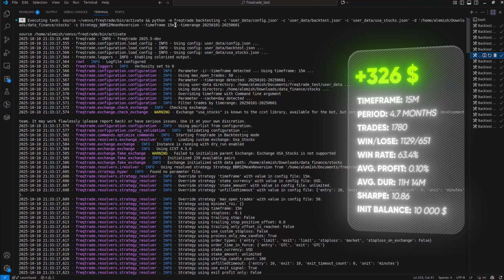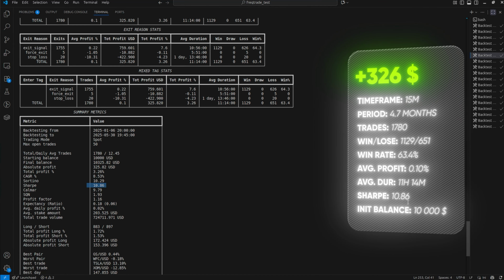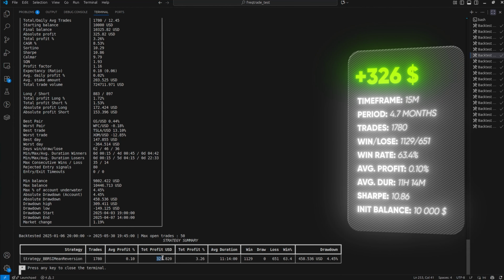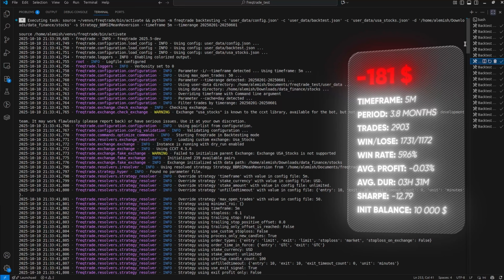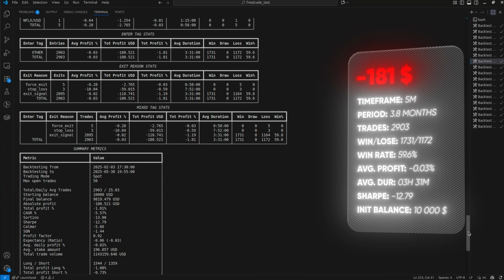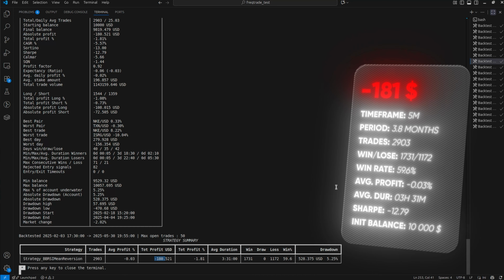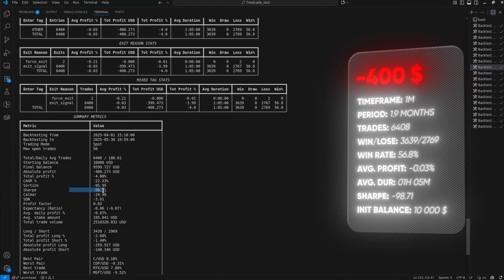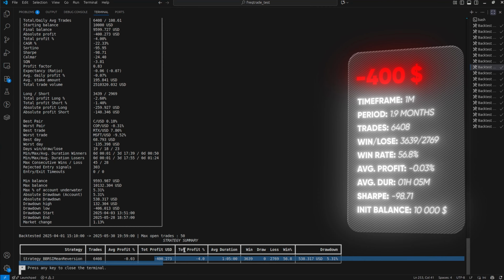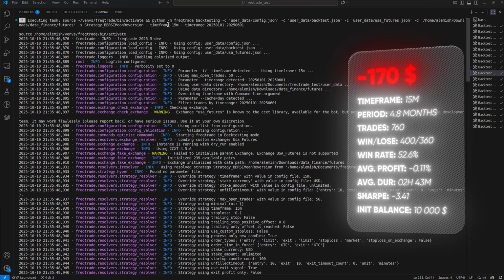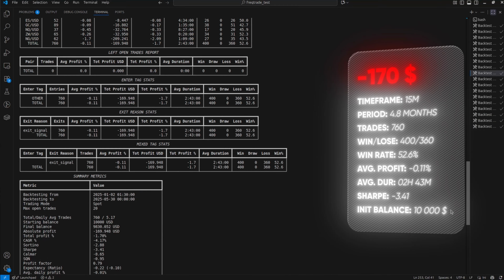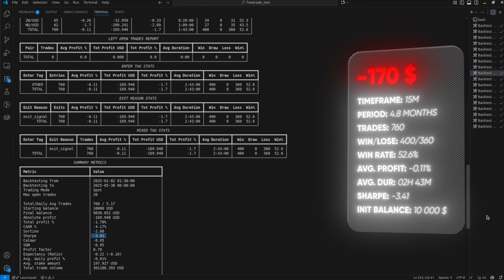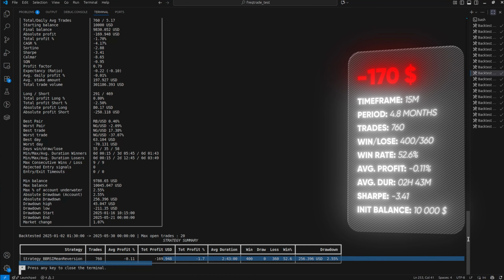Now 15 minutes time frame, Sharpe is 10.8, and we've made $300. 5-minute time frame, Sharpe is minus 12, and we've lost $180. 1 minute time frame, let's see the results, and Sharpe is nearly minus 100, and we've lost $400. Now let's check futures market, 15 minutes time frame, and Sharpe is minus 3, and we've lost $169.